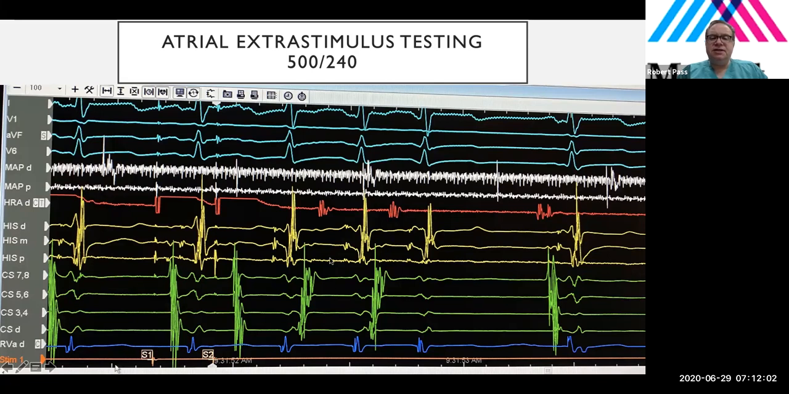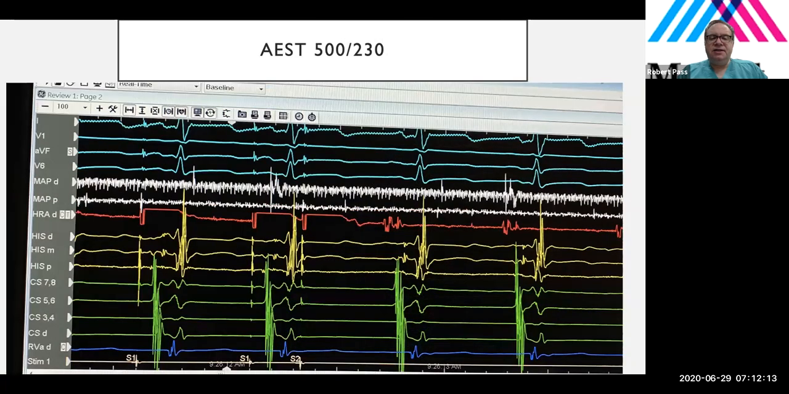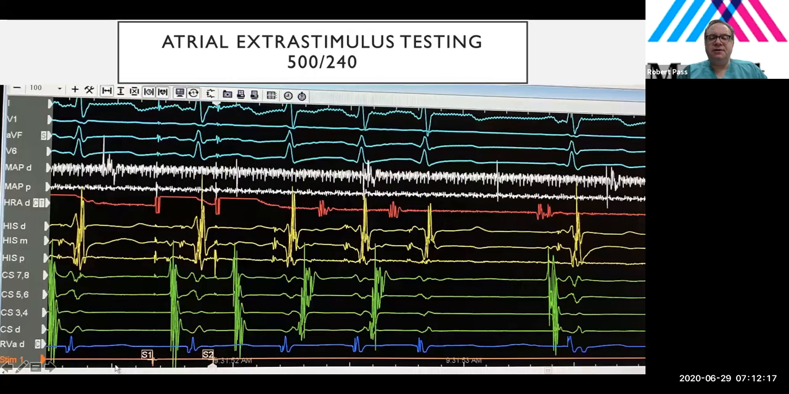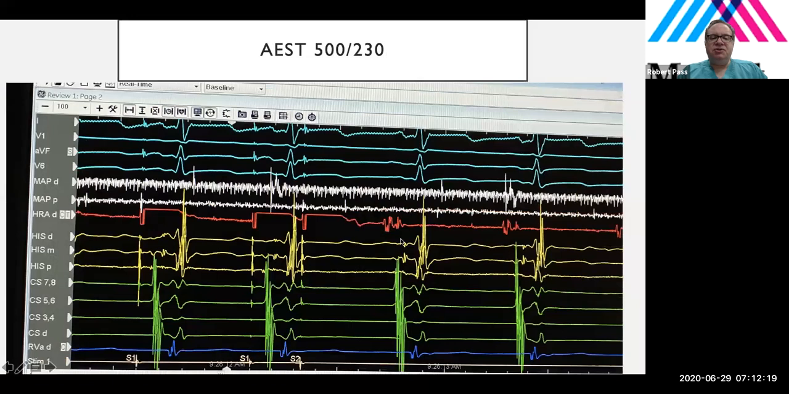So it's a nice demonstration. This is so far in the case the only proof we have that there is a left-sided accessory pathway. And then Grace, just to finish this up, this was 500, 240, and then this is 500, 230. So what happened here?